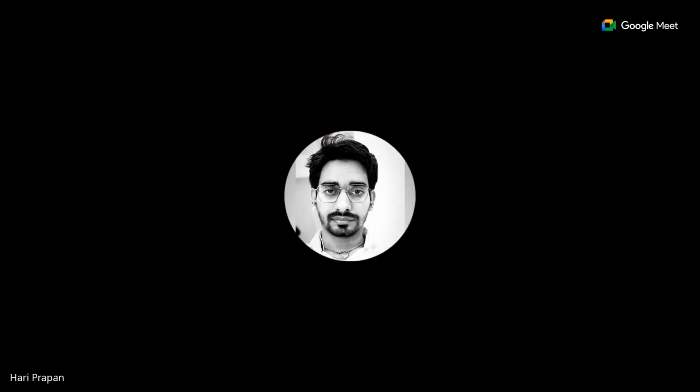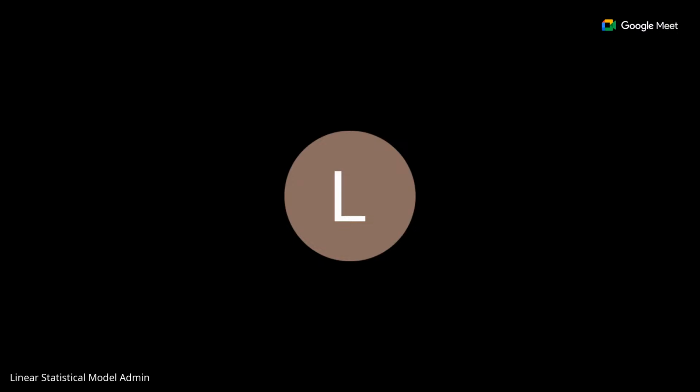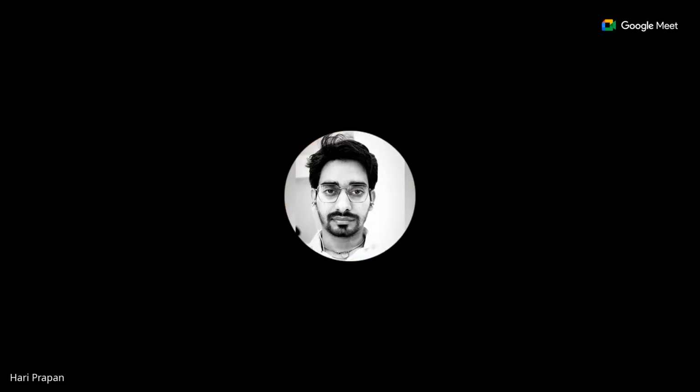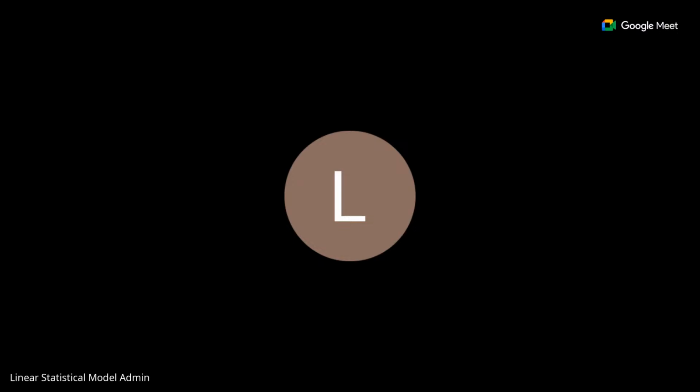If you write beta naught plus beta 1 x square, then I think it is linear in parameter. I'm confused actually. Okay, I will suggest you one more thing.